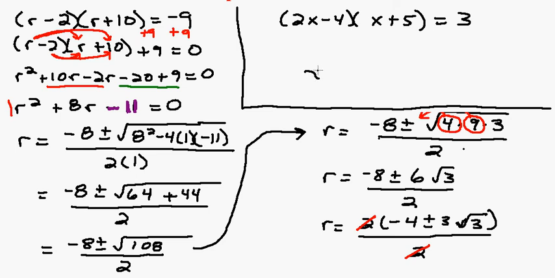Alright, so here's the answer you should have come up with. X equals -3 plus or minus the square root of 55 over 2. Hope you got that right.